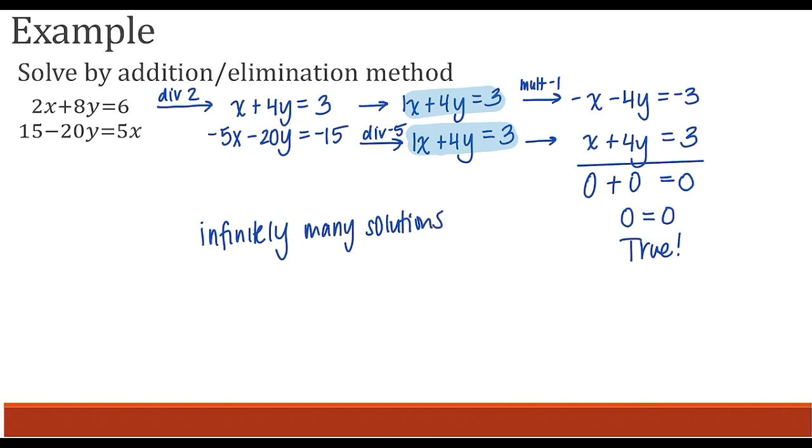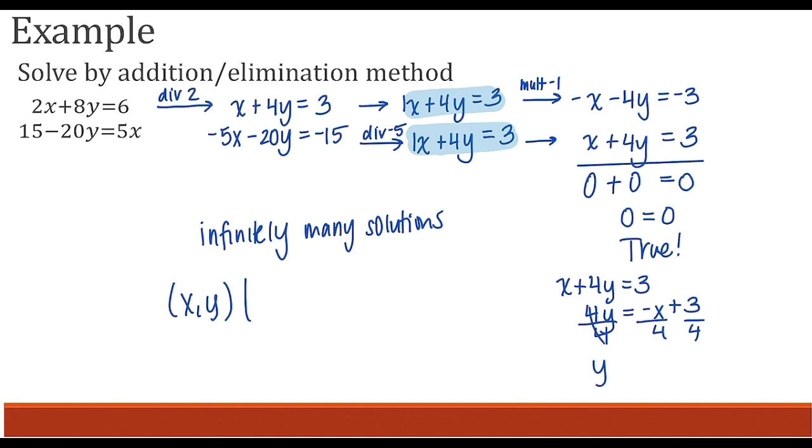So what we do is we say, well, all coordinate points work. All x, y's work such that, and what we do is we take either equation, because they're the same equation, and we solve it for y. So all the coordinate points x, y work such that, I'm going to have to do this scratch work on the side for a second. I'm going to take x plus 4y equals 3. So I'm going to subtract the x, so negative x plus 3, and we divide by 4 everywhere. So I have y equals negative 1/4 x plus 3/4.